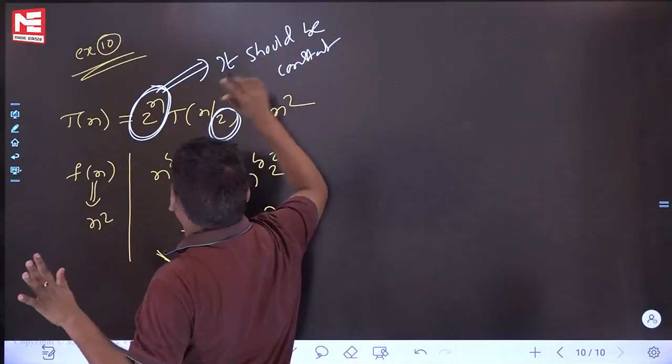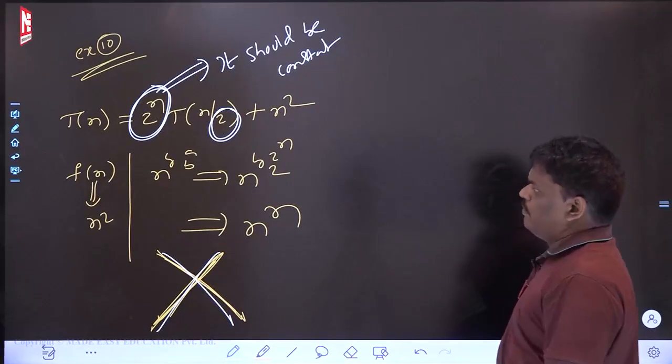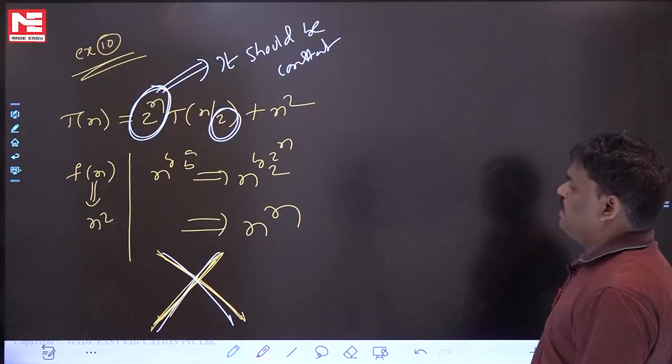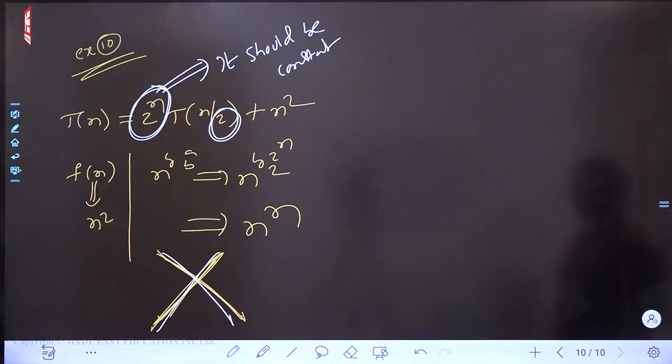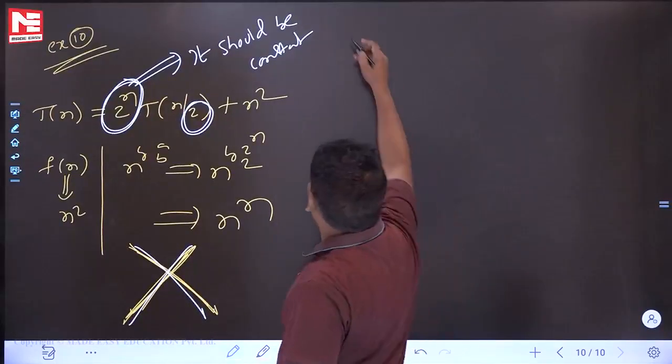It should be constant. That is the reason master theorem is not possible. That is example 10. Let's go to one more problem.